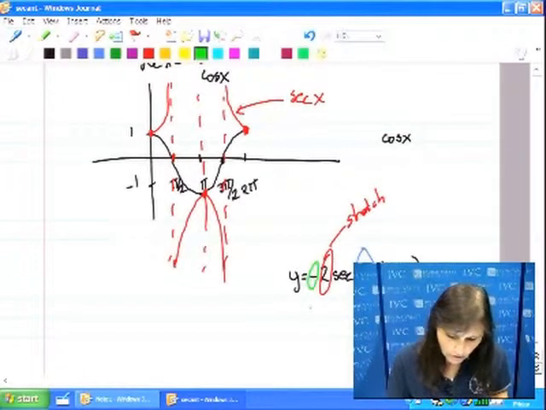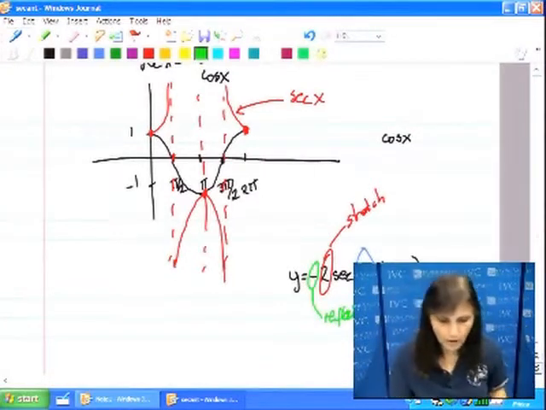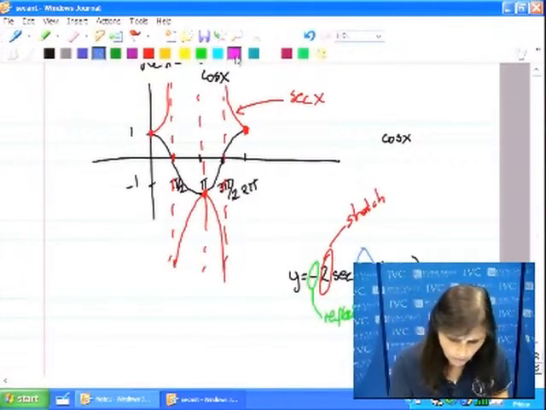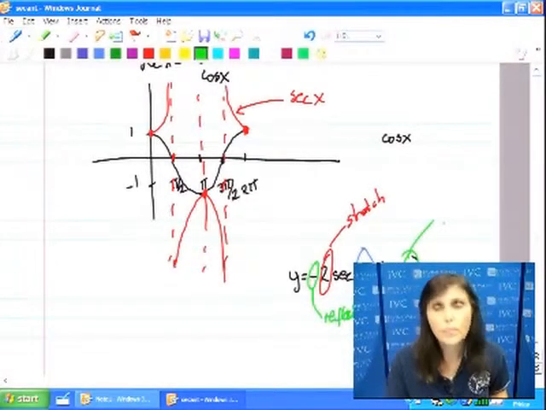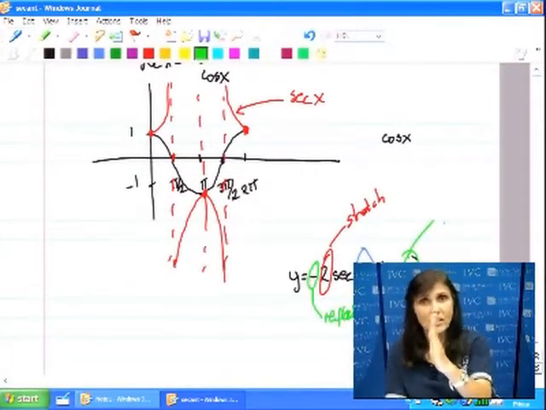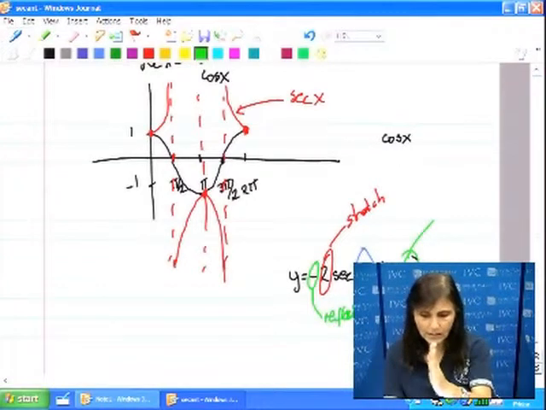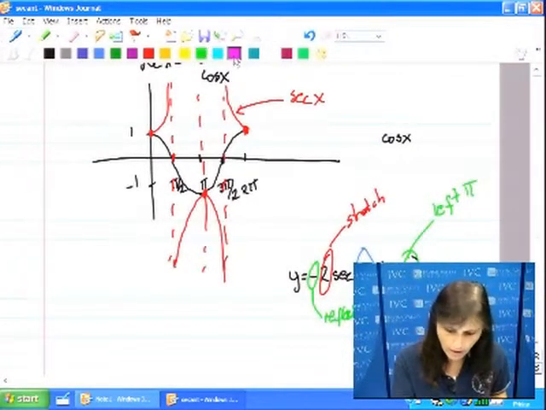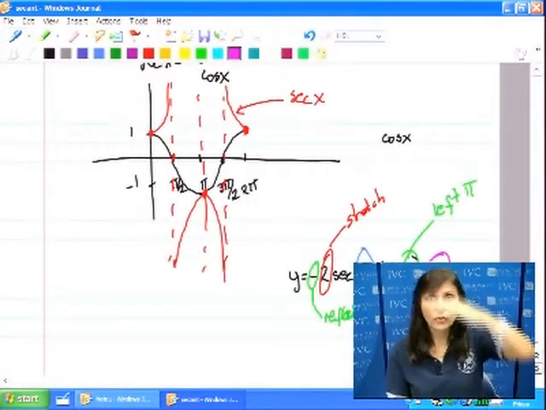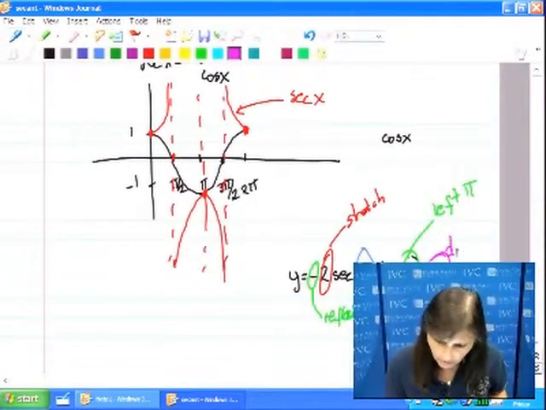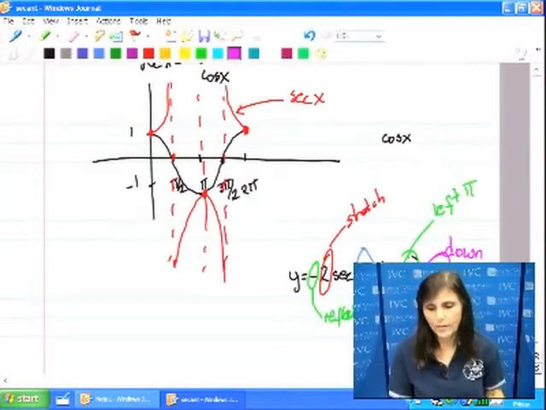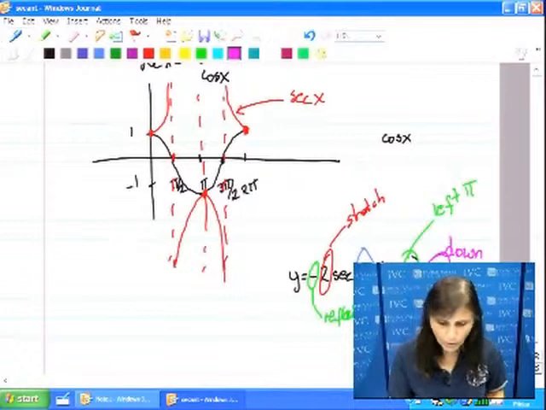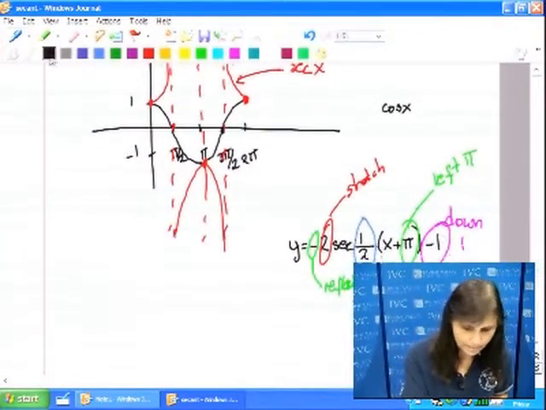The negative sign is going to reflect this way. The plus inside the parentheses is going to provide a phase shift. Since it's plus, it's always reverse, remember? So that means it's going to move left by pi. And the last one, this guy, is going to move the whole thing down by 1.